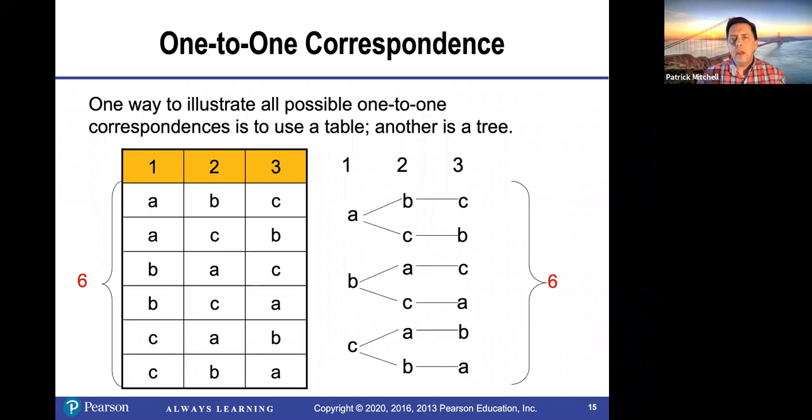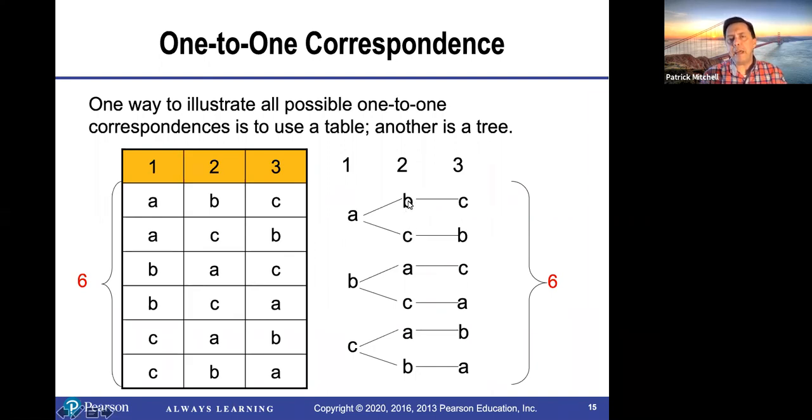I think this way might be a little bit simpler. So the way that this works is, decide which element you're going to match up with the number 1. So that could be A, B, or C. So let's say that you've chosen A. That means that you have 2 choices for what to pair up with the number 2, either B or C.